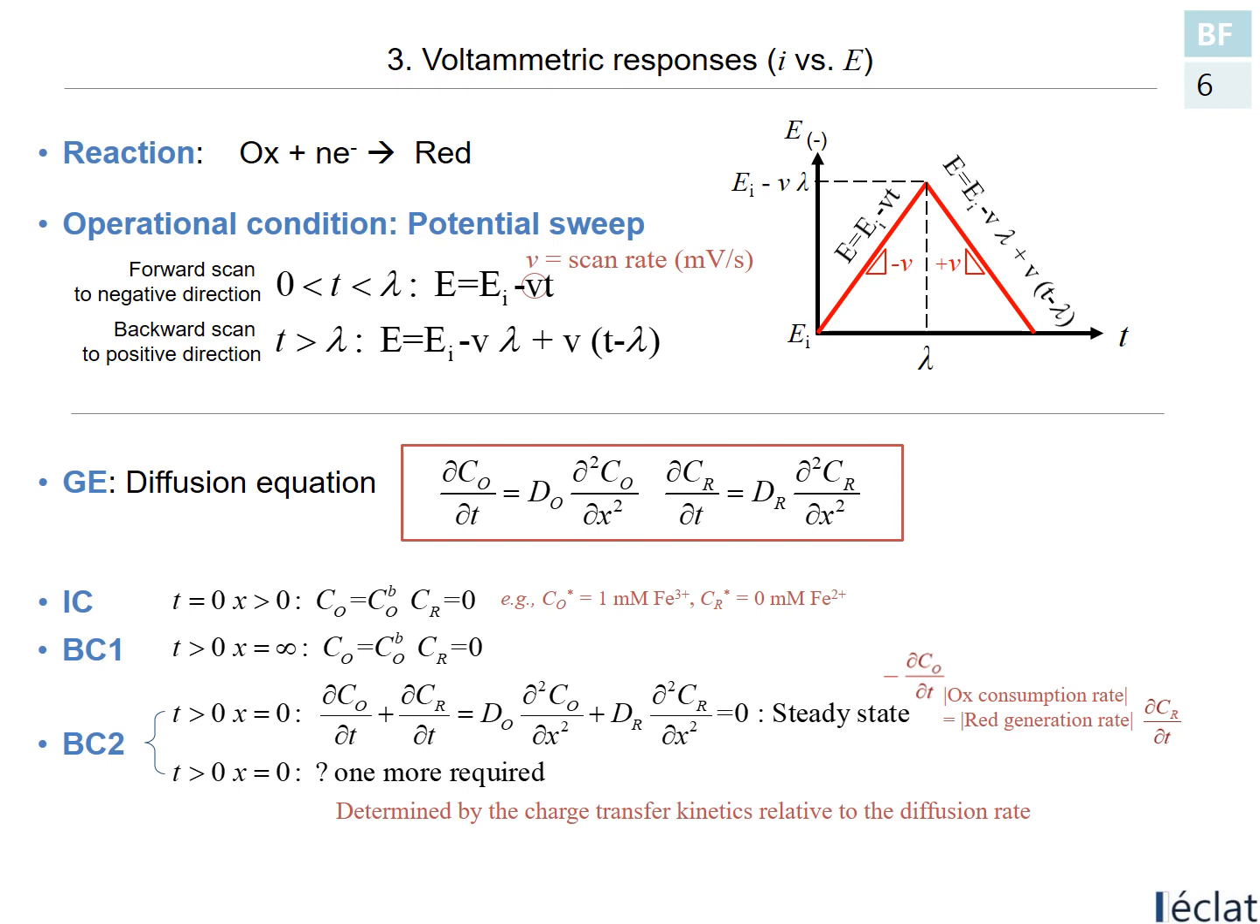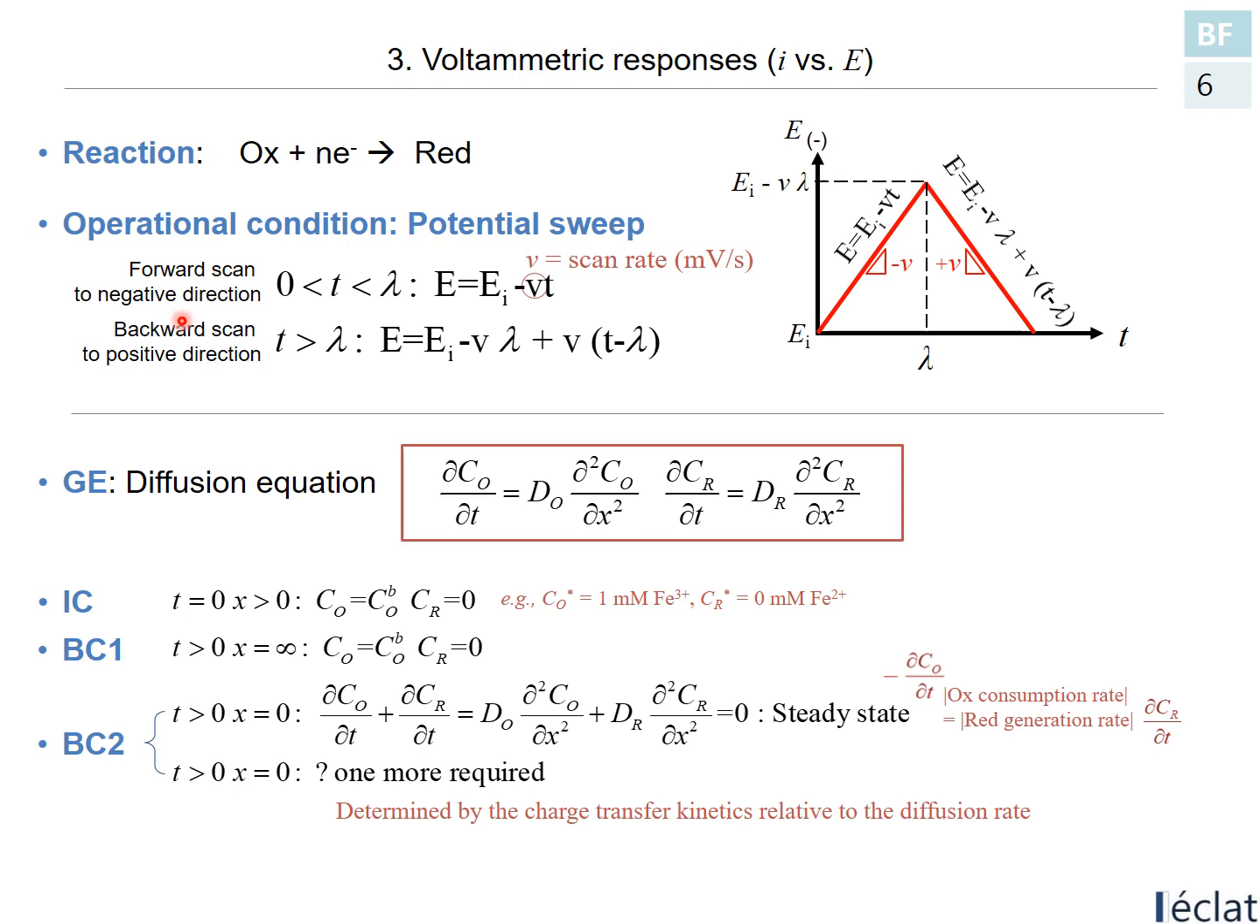In this subchapter 3, we'll get the description about the voltammetric responses. That is to say, current as a function of potential by using the same method based on Fick's first and second law. The Faradaic reaction we will focus on is, of course, Ox plus an electron going to the reduced species. We will see the potential for the forward scan and also the backward scan.